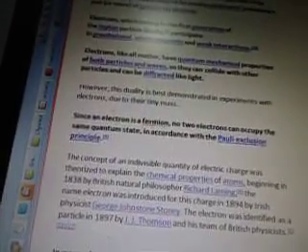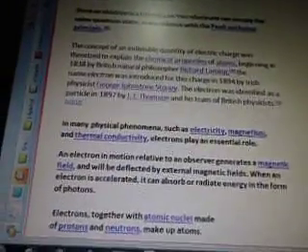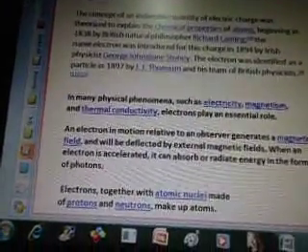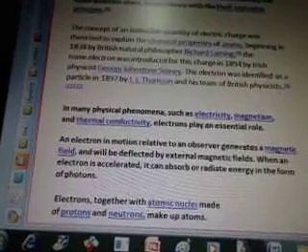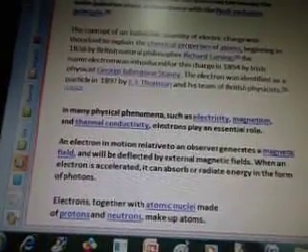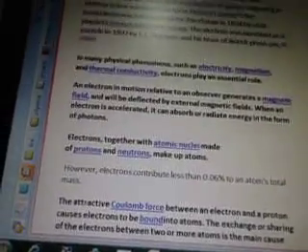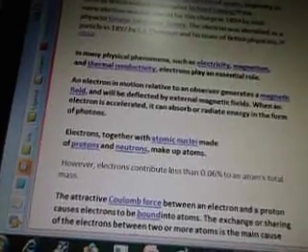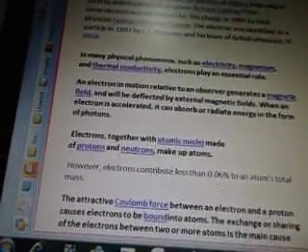Since the electron is a fermion, no two electrons can occupy the same quantum state, in accordance with the Pauli exclusion principle. In many physical phenomena, such as electricity, magnetism, and thermal conductivity, electrons play an essential role. An electron in motion relative to an observer generates a magnetic field and will be deflected by external magnetic fields. When an electron is accelerated, it can absorb or radiate energy in the form of photons.